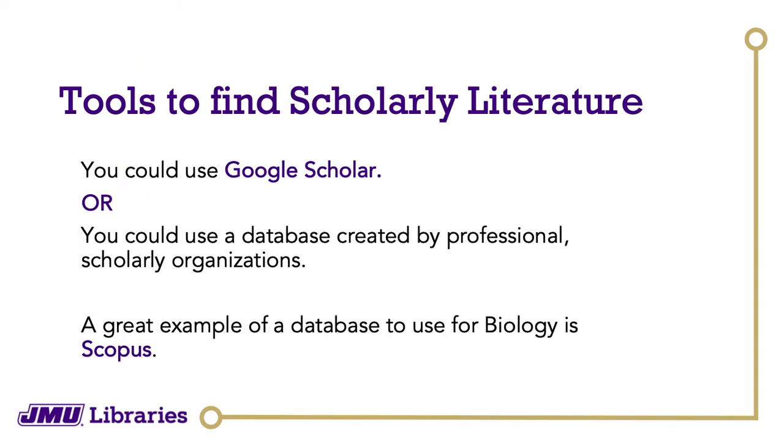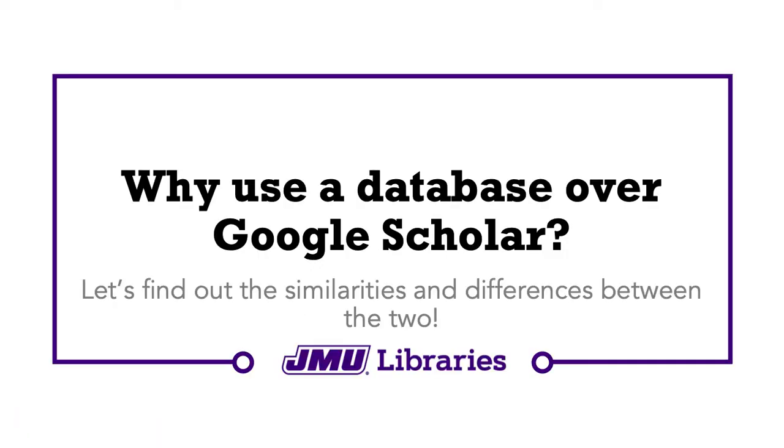There are many tools out there to find scholarly literature. Sure, you could use Google Scholar, or you could use a database created by a professional scholarly organization. Using a database like Scopus in a biology class can help you save time. Why should you use a database over Google Scholar when starting to research a topic? Let's find out the similarities and differences between the two.